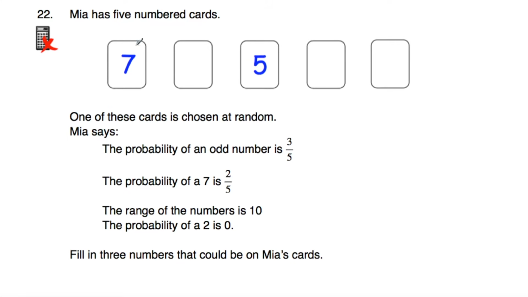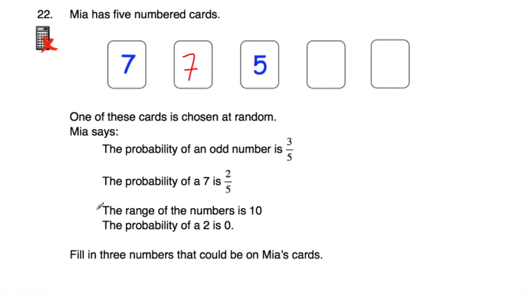So here we've got an odd number, an odd number. It means there's one more odd number, and then we'd have 2 even numbers. Okay, let's carry on. The probability of a 7 is 2/5. So because there's 5 cards and the probability for 7 is 2/5, that means 2 of the cards have got a 7 on it. So there's one with a 7. Let's write another one with a 7. And actually now if we have a look at it, we've got an odd number, an odd number, and an odd number. So the probability of getting an odd number would be 3/5. So that means that these 2 numbers have to be even.